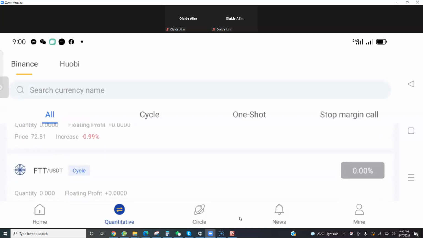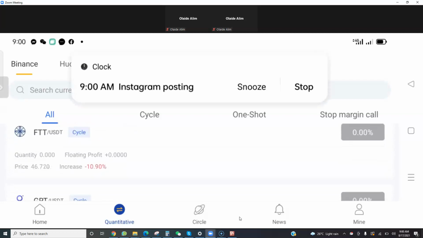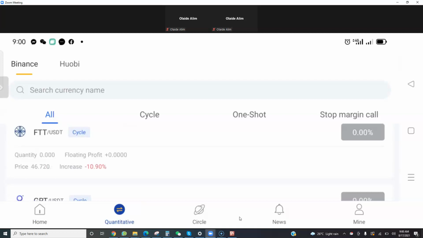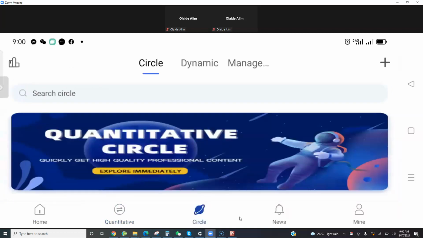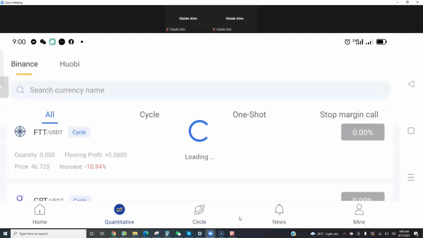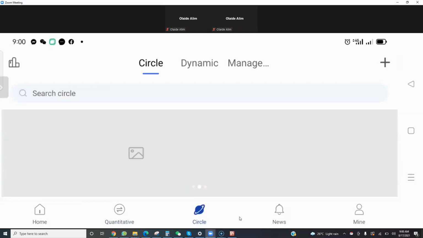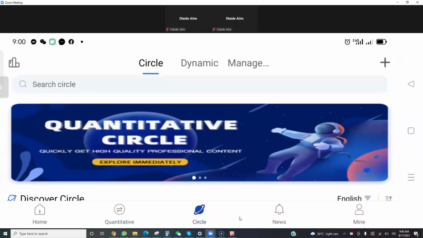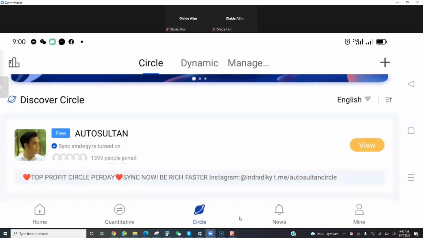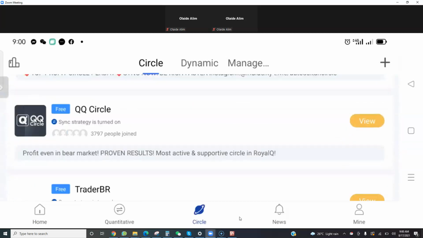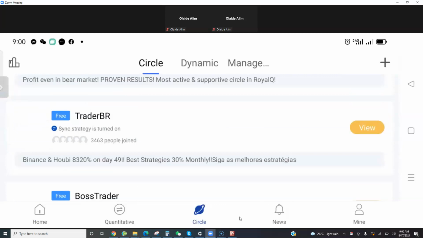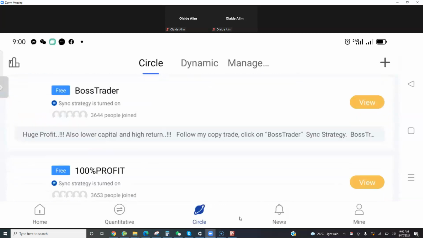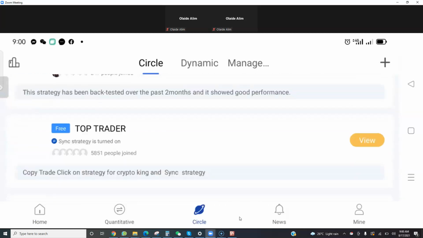Okay, and another one is we have circle. Circle means, quantitative means you can select coins by yourself, and circle means there are some people there too that are experts that you can copy their trade. The trades that they are doing, you can copy it, and anything that they are doing will reflect in your account. Okay. News means you want to read news about everything.